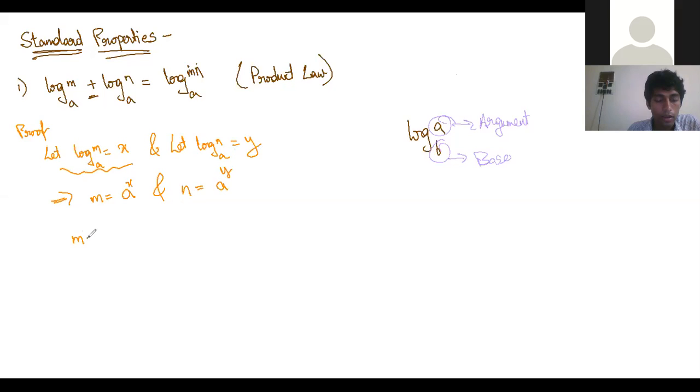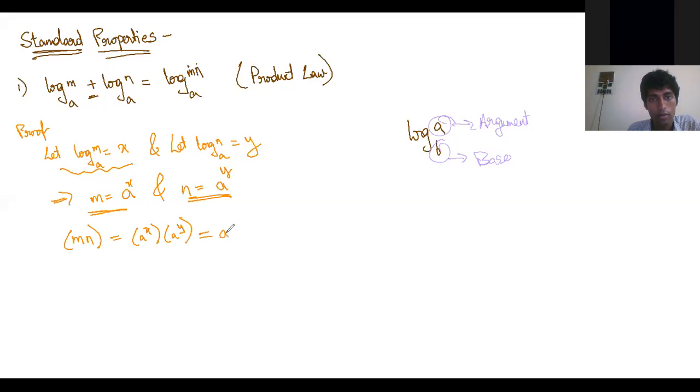we can multiply these two values, multiplying these two equations. What is mn equal to? A to the power x into A to the power y. What is A power x into A power y? If bases are equal, then we can add the powers: x plus y. That means mn is equal to A power x plus y. Okay.